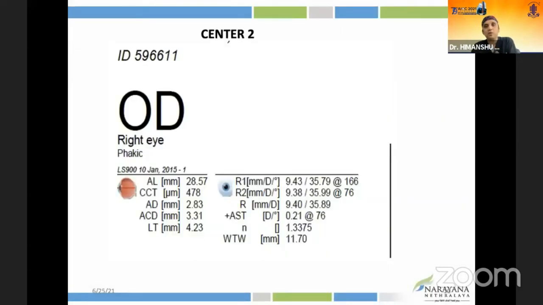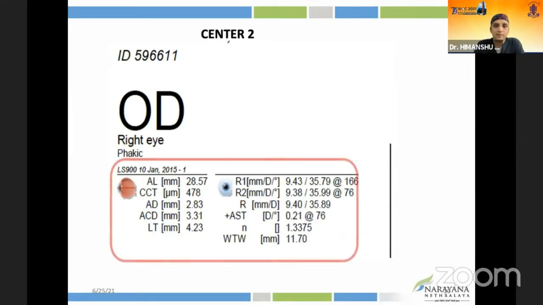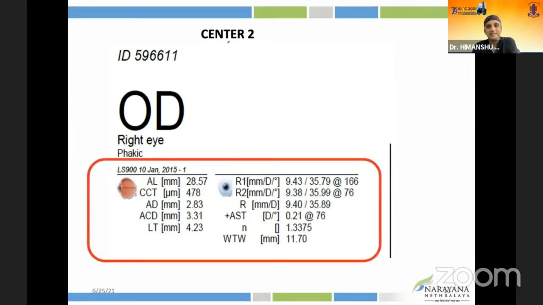Now, what if the patient had gone to another center? Now, instead of the IOL Master, you have LenStar there.